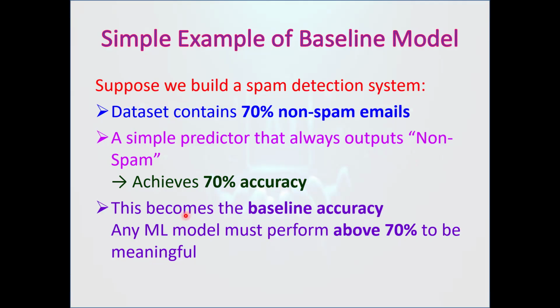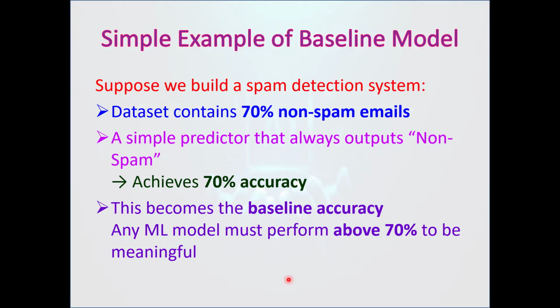Next, this becomes a baseline of accuracy. The 70 percent accuracy obtained from this trivial predictor becomes the baseline score. It represents the minimum performance level any intelligent model must beat in order to be considered useful. Any ML model must perform above this value to be meaningful.